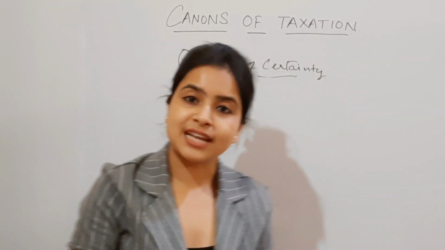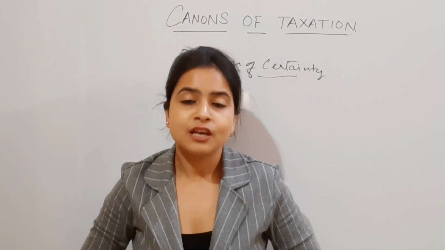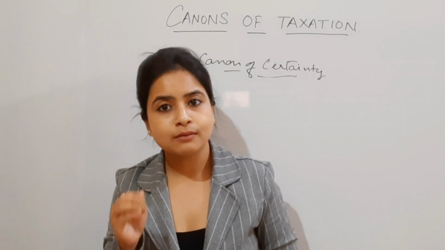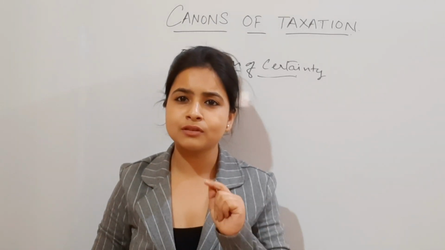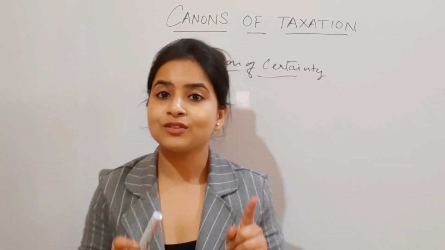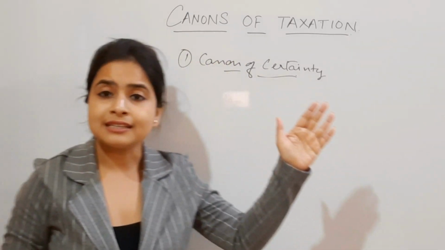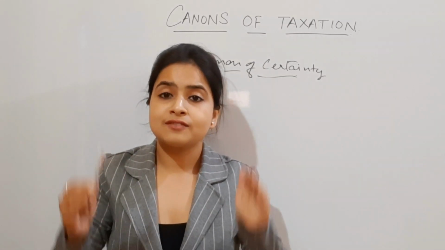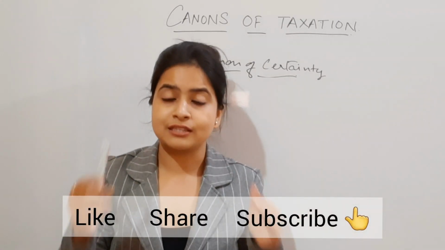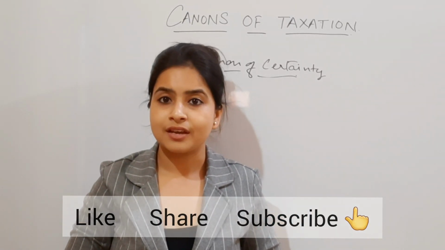Because if you, being a taxpayer, do not know how much amount of tax you need to pay, would you be willing to pay the taxes at all? The answer is a big no, right? So therefore this certainty has to be there. This canon of certainty actually helps to clear away a lot of confusions.